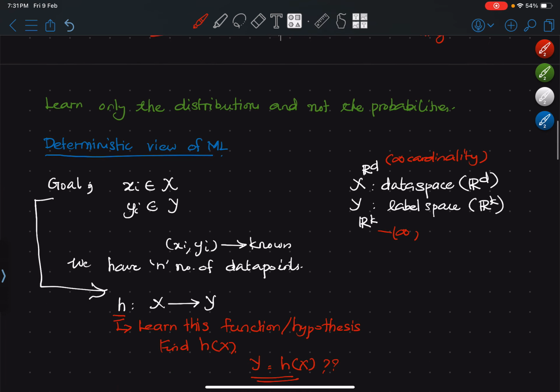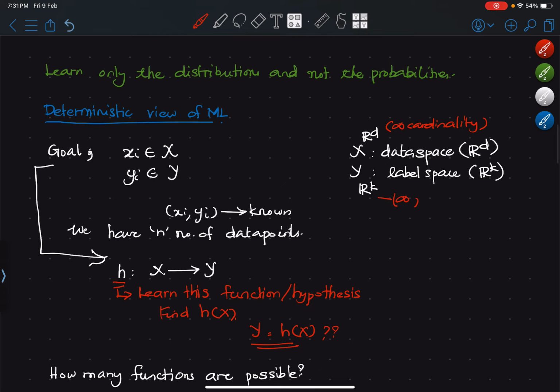Now we'll look at something called the deterministic viewpoint of the machine learning problem. Here we have a data point and a corresponding label. For a particular data point there is a corresponding label, and we are given a number of data points and their corresponding labels, which can be seen as ordered pairs of x and y, which are known to us. The data point can be in R^D, D dimensions, and the label space in R^K.